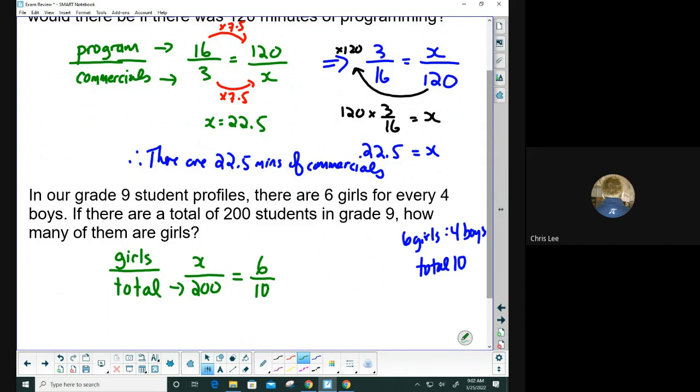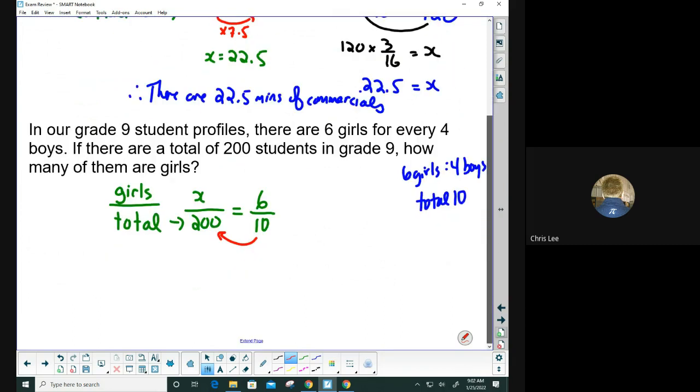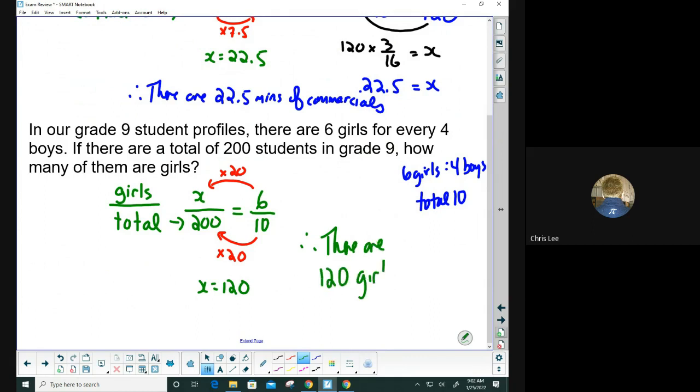Now this operation, I think this one's not too bad. What do I multiply by 10 to get 200? Yeah, times 20. So times 20 there. And I think that's 120 in total. So therefore, there are 120 girls.